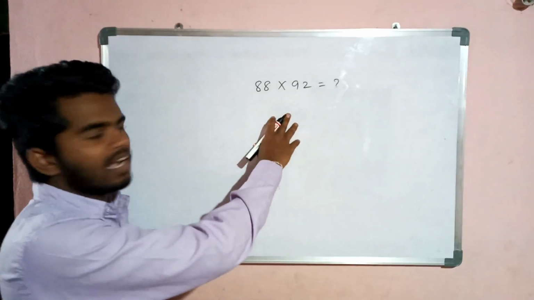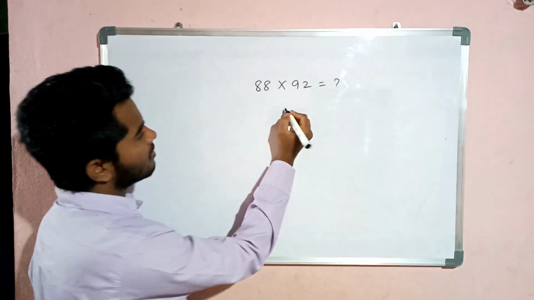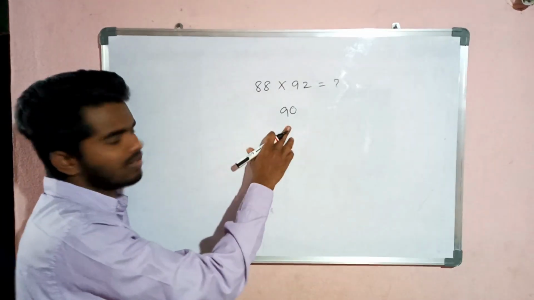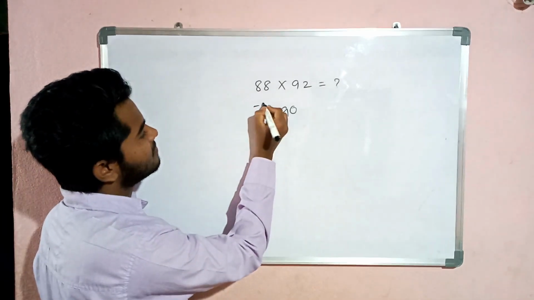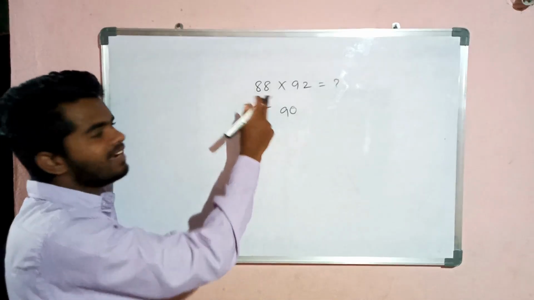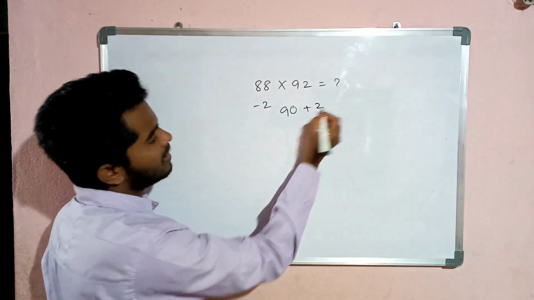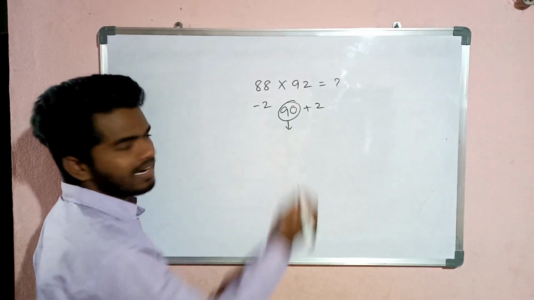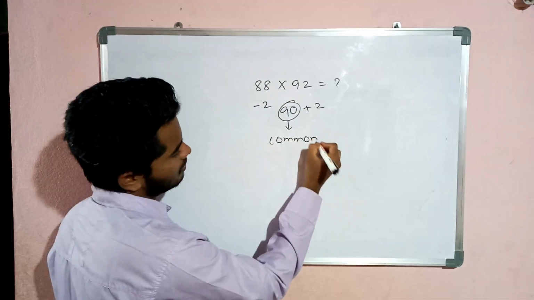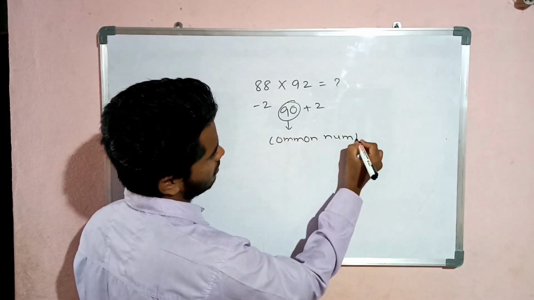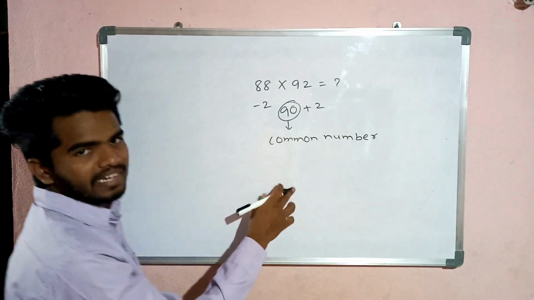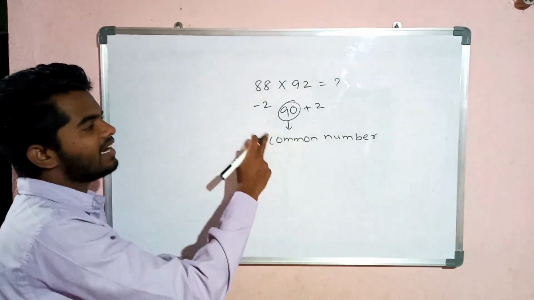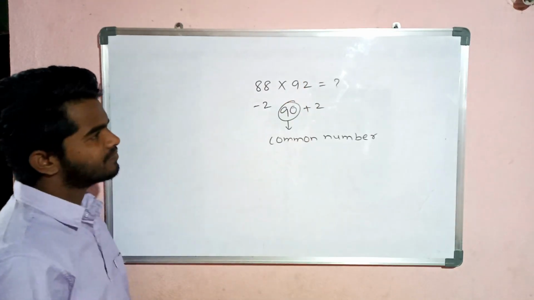88 multiplied by 92 equals what? The common number is 90. 90 minus 2 is 88, and 90 plus 2 is 92.